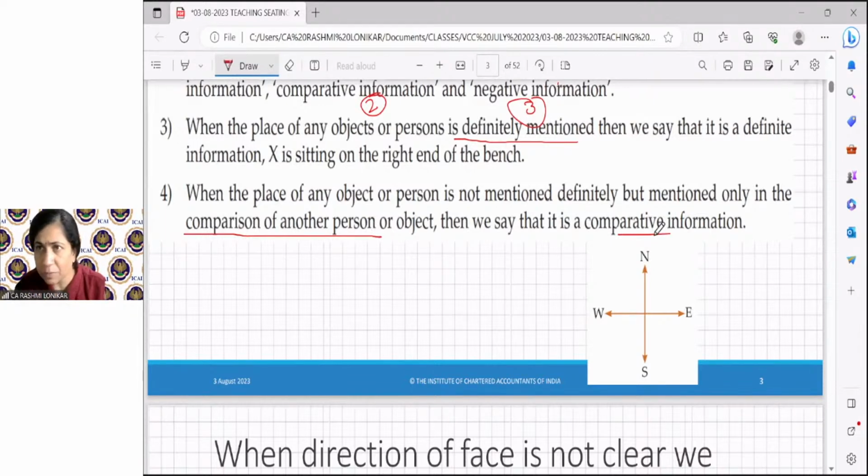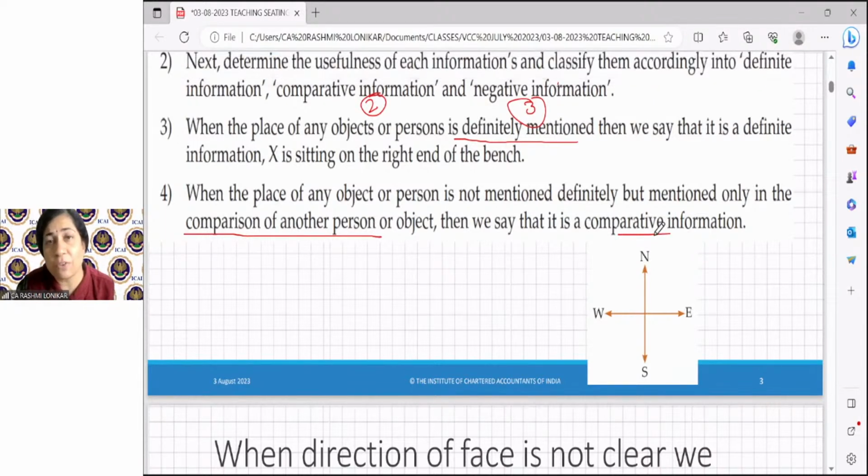Like we say, C is to the left of A. So we have to see where the position of A is, and just to the left of A, we are going to say that this is where C is located. Okay, C's independent position, we don't know. It is compared to, or relative to some other person.